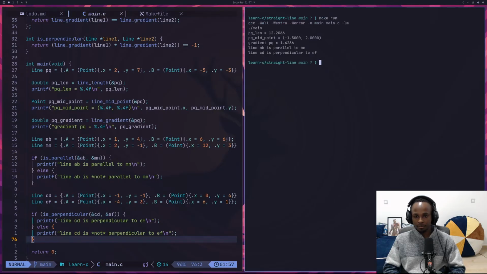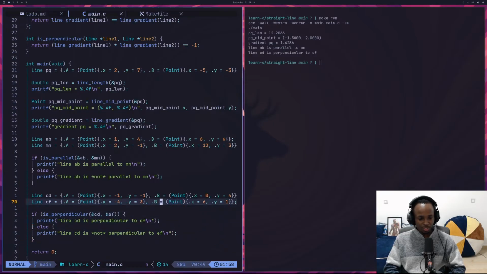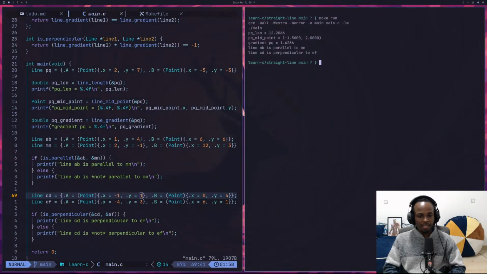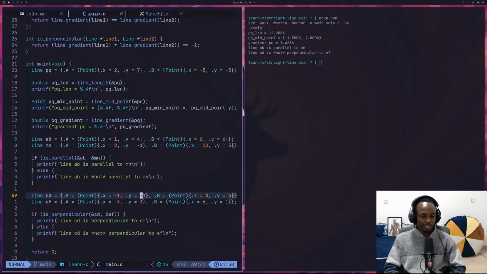So we expect these two to be perpendicular to each other. So make run. Yep, the two are perpendicular to each other. And if we try to change some coordinate, for example this -1 to 1, they should now not be perpendicular. So make run. And yeah, they are no longer perpendicular to each other. So that's the end of the implementation.